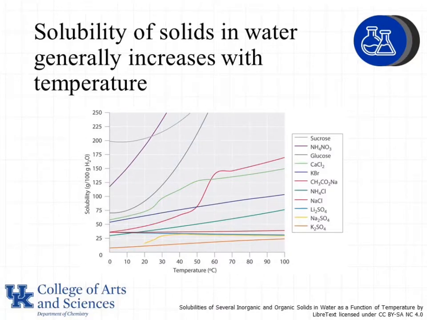Solubility of solids in water generally increases with temperature. Notice in the graph the x-axis is temperature and the y-axis is the amount of the solute that will dissolve in 100 grams of water. What we see is that these compounds increase in solubility as the temperature increases. The amount of increase varies. There are some compounds that are exceptions to this rule, but they are few and far between. The vast majority of solids will increase in solubility in water as the temperature increases.